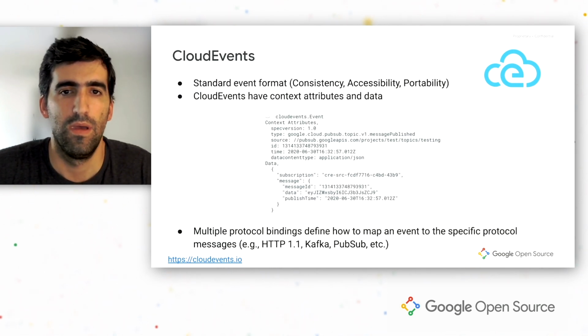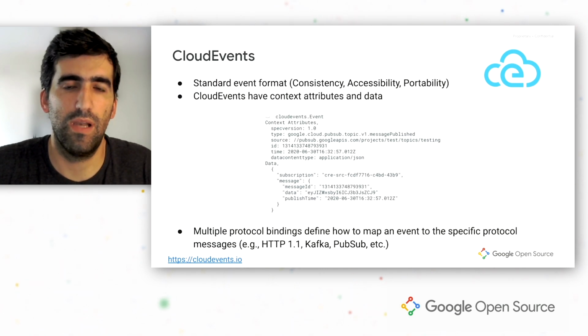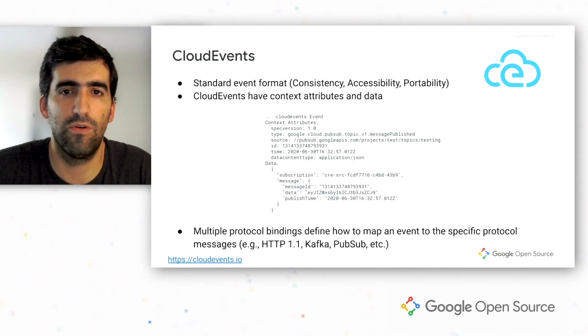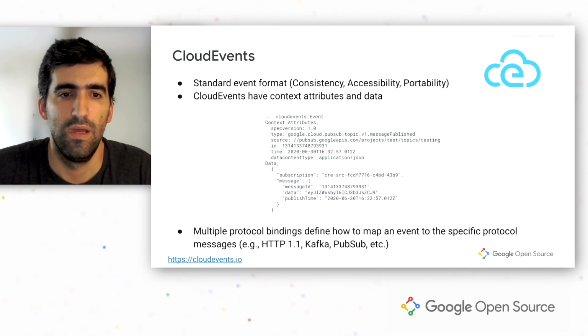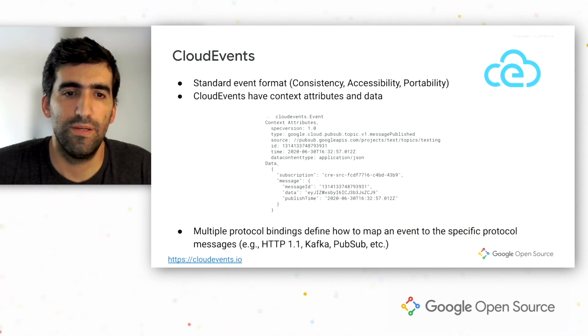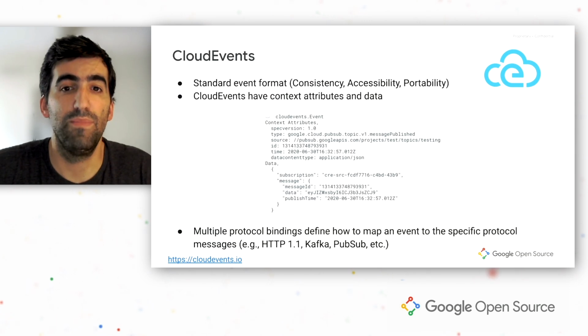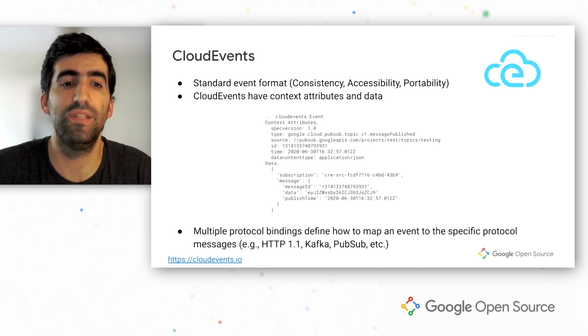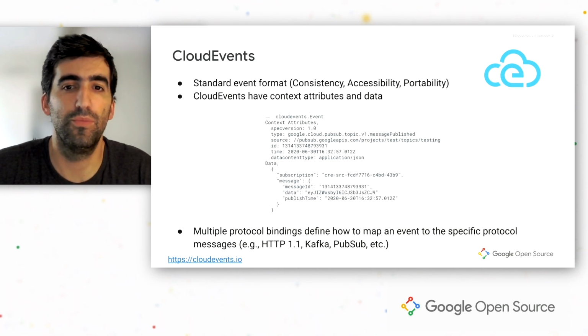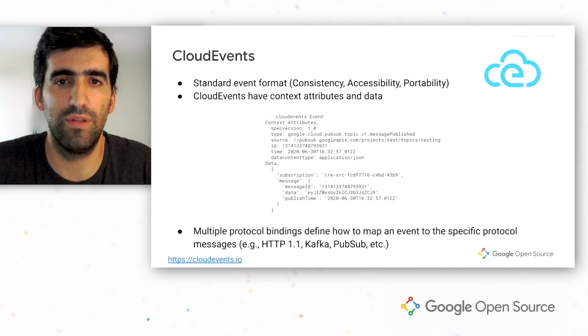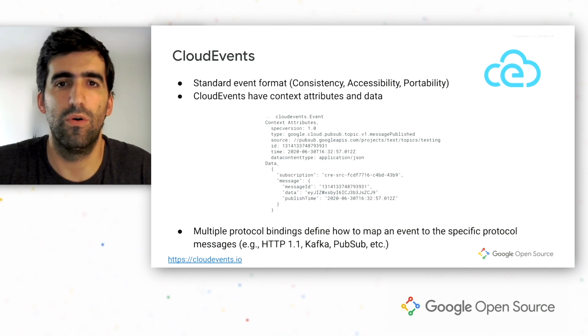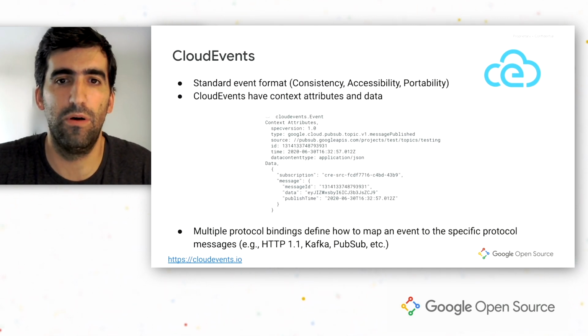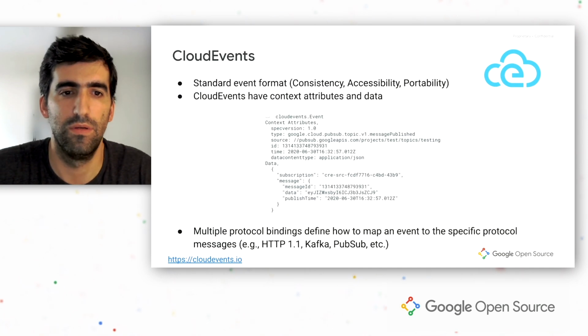Cloud Events have context attributes and data. You can think of context attributes as metadata. The context attributes are designed in such a way that they can be serialized independently of the event data. This allows them to be inspected without having to deserialize the data, for example, to make routing decisions. Here we see an example where we see some context attributes such as type or the source where the event came from, the spec version, and so on.